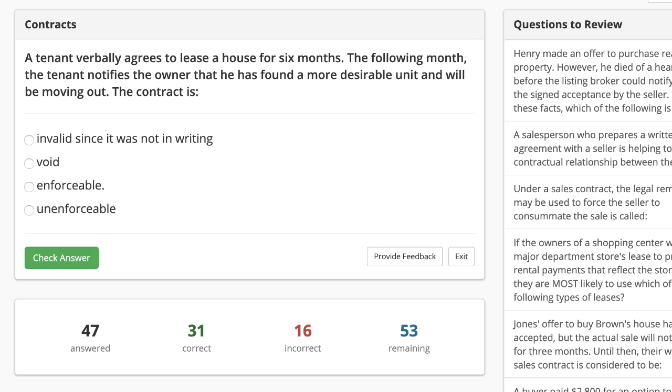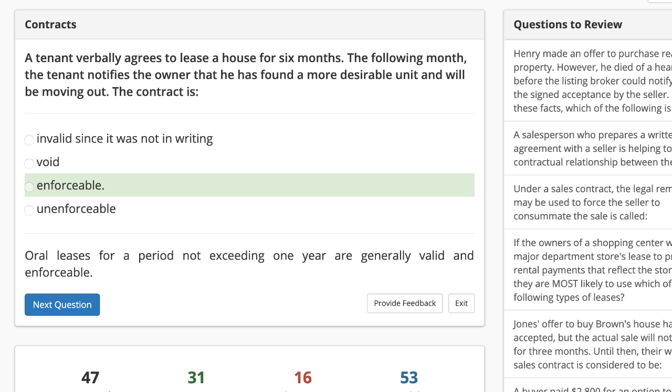A tenant verbally agrees to lease a house for 6 months. The following month, the tenant notifies the owner that he has found a more desirable unit and will be moving out. The contract is C, enforceable. This is similar to what we were talking about before, in that there is a contract and it's in place, right? And so you can't just unilaterally decide to exit a contract.